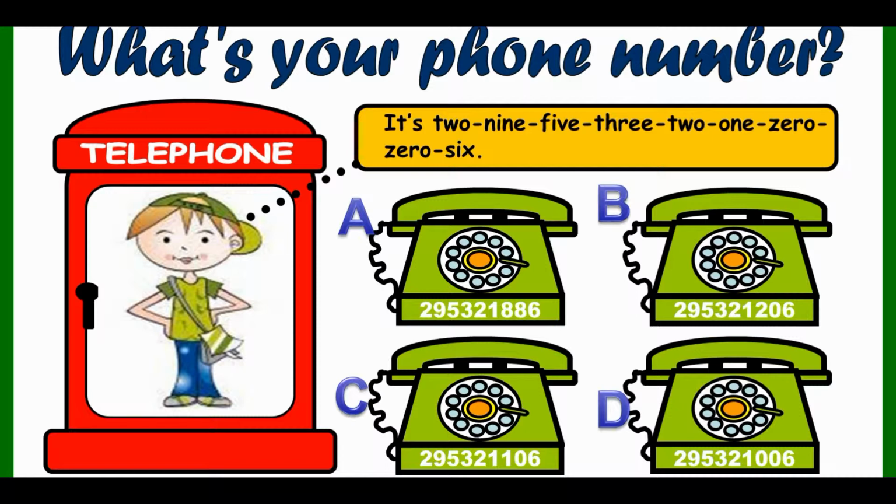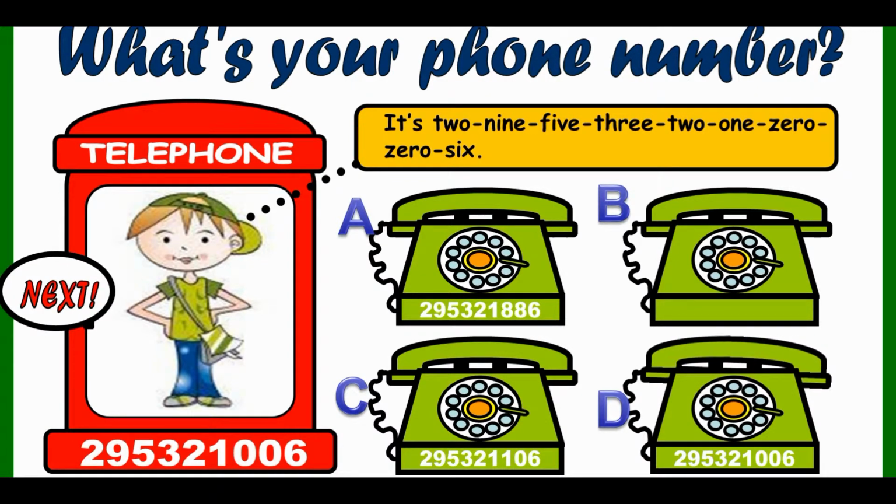295321006. I do have the text, as this is for the lower levels, but sometimes I would just read this out myself. So they have to work out the number words, and then write them as digits. And then you click on the actual digits to see if you've got the correct one.